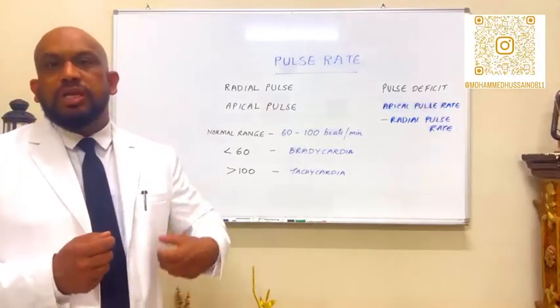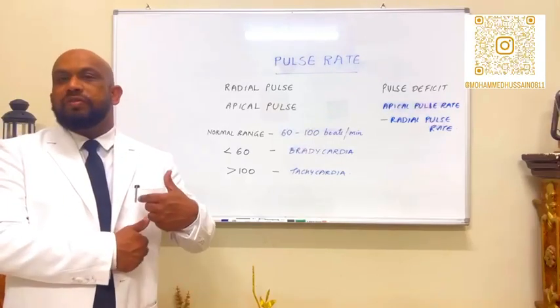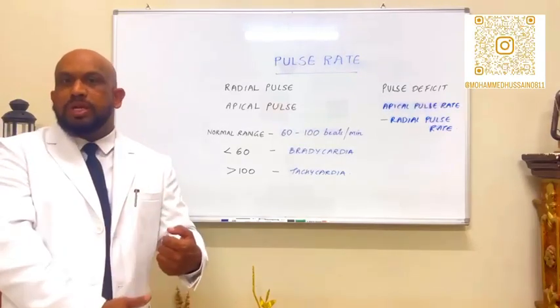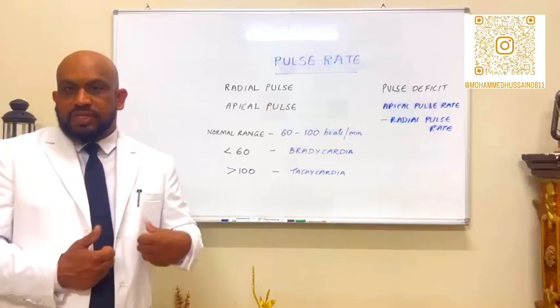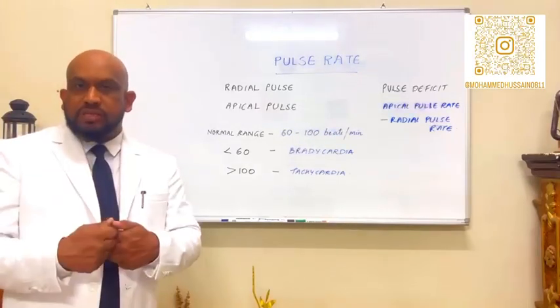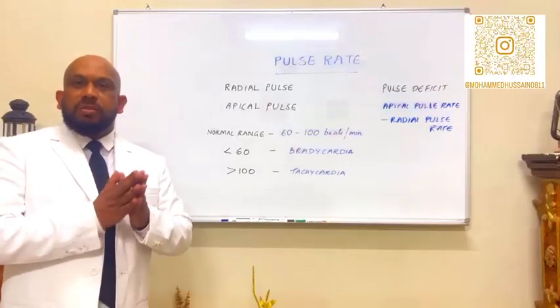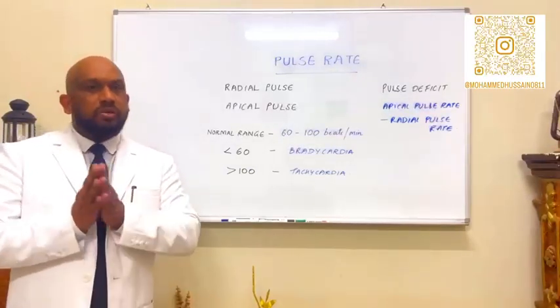Now, how do you measure the apical pulse? For checking the apical pulse, you need to know the fifth intercostal space along the mid-clavicular line of the left side. With the help of the stethoscope, you need to auscultate it and check for the pulse. So this is the way we measure the pulse, either the radial pulse or the apical pulse.